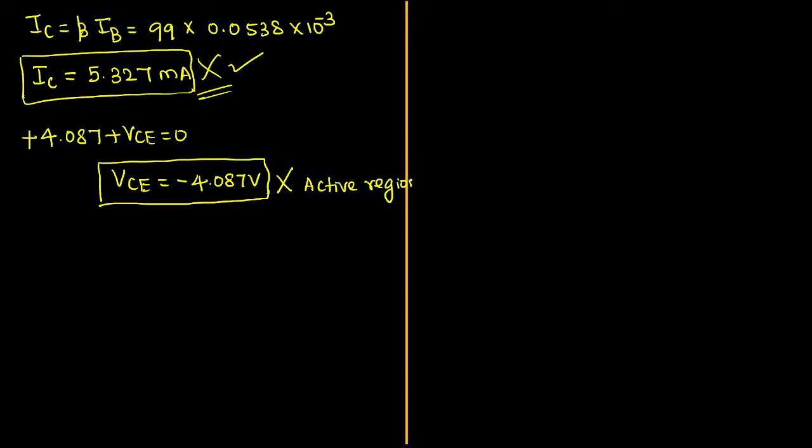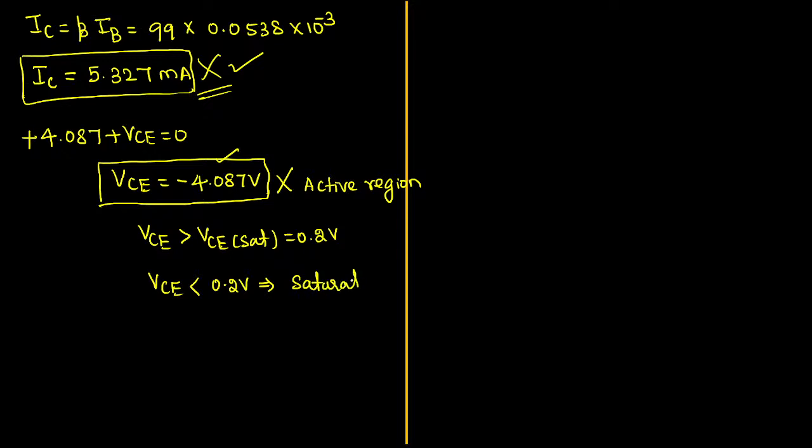Your transistor will operate in the active region only when the collector-to-emitter voltage becomes greater than the collector-to-emitter saturation voltage. I told you this saturation voltage, VCE(sat), is 0.2 volt. Now if you observe the collector-to-emitter voltage that we received here, it is negative, so it is less than 0.2 volt. Under this situation your transistor will enter the saturation zone. So our given transistor is not in the active region, it is in the saturation region.